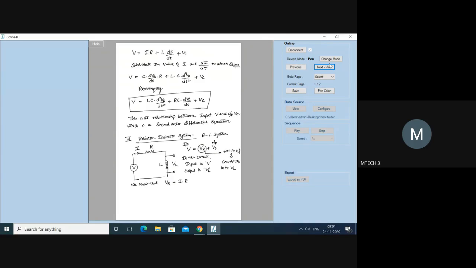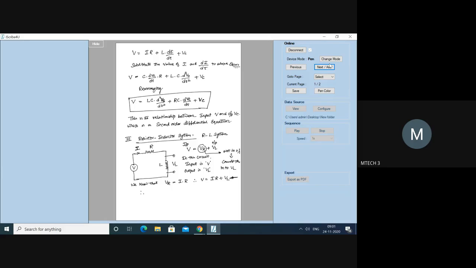Now, can we substitute this here? Therefore, V is equal to IR plus VL. Can we call this the final equation? No, sir. Why? The first term is not in the form of VL. Yes or no? Okay, right.